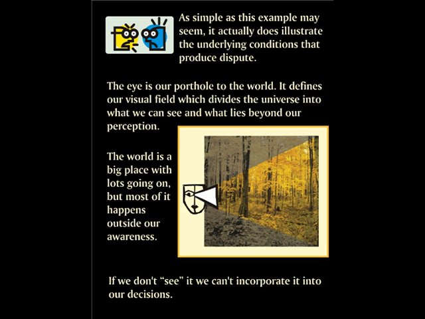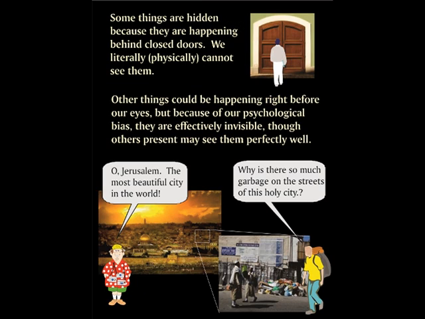The eye is our porthole to the world. It defines our visual field, which divides the universe into what we can see and what lies beyond our perception. The world is a big place with lots going on, but most of it happens outside our awareness. If we don't see it, we can't incorporate it into our decisions. Some things are hidden because they are happening behind closed doors. We literally, physically cannot see them.